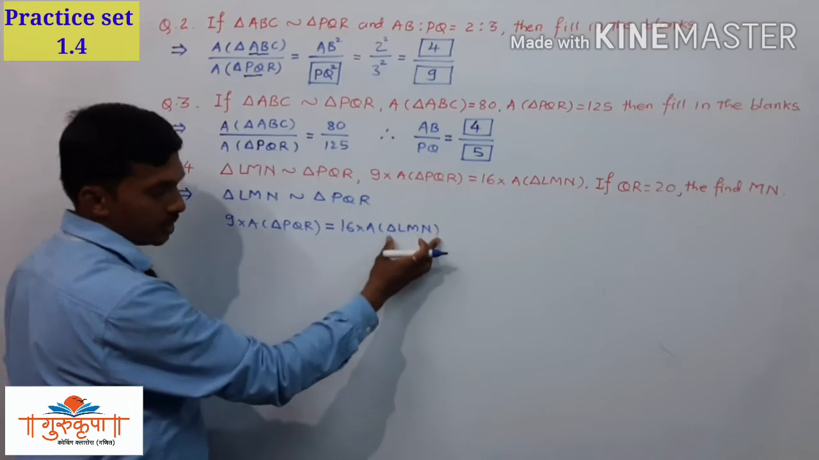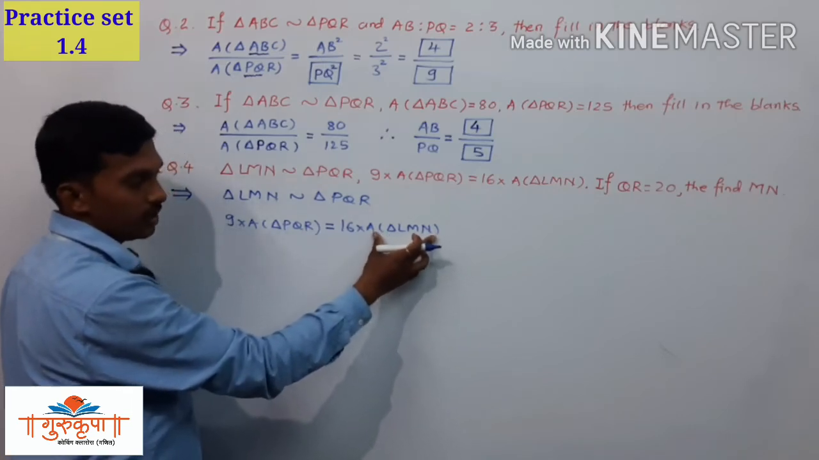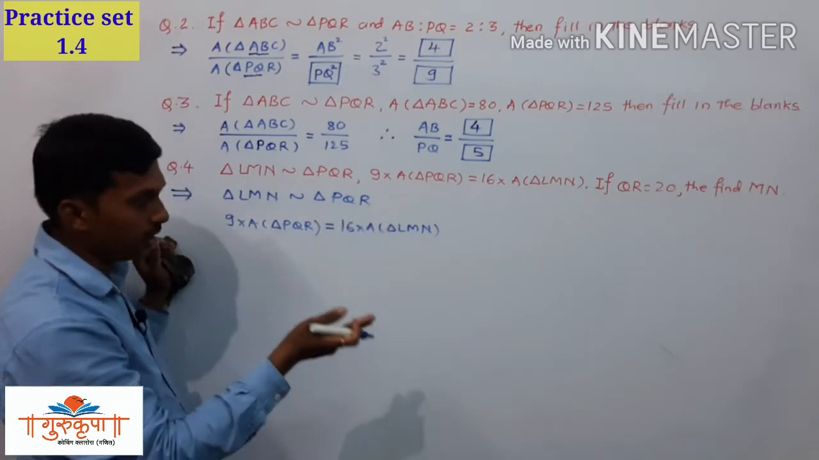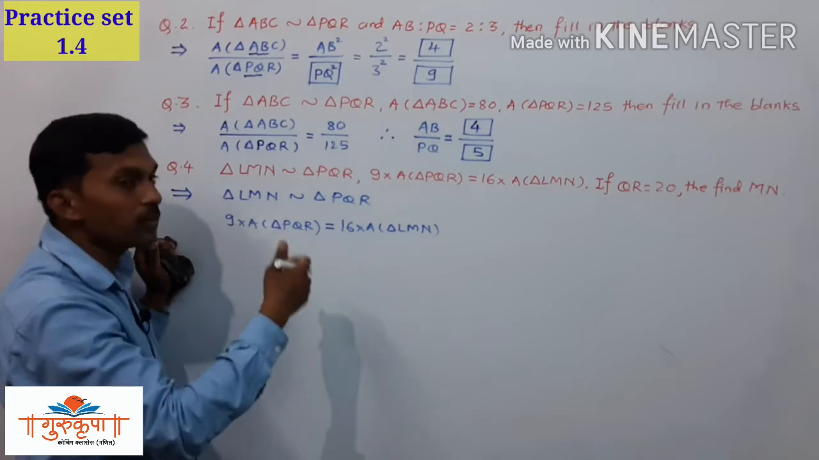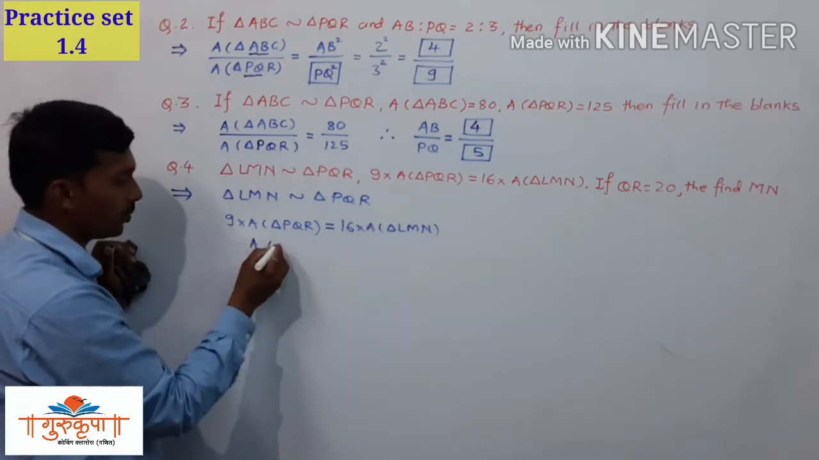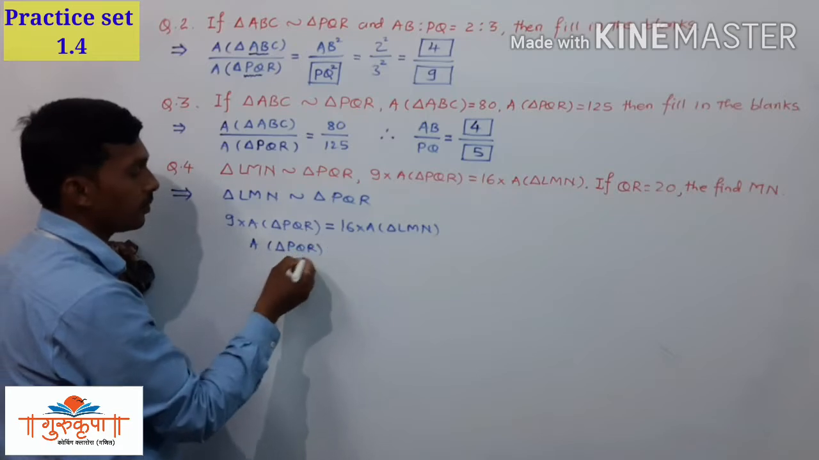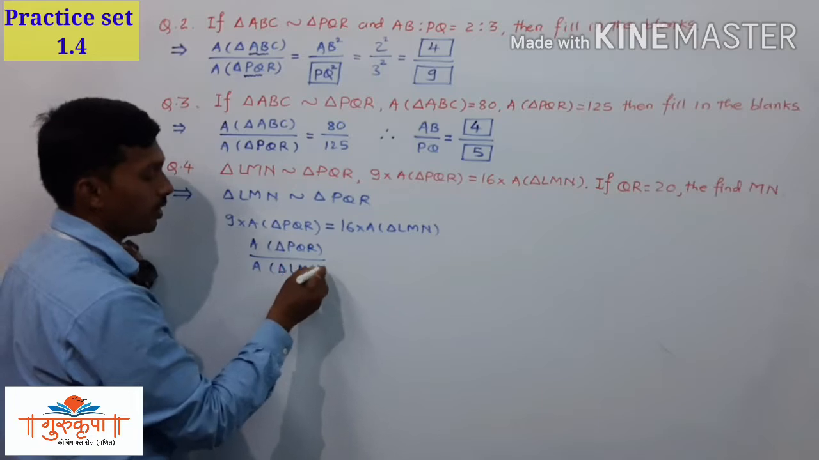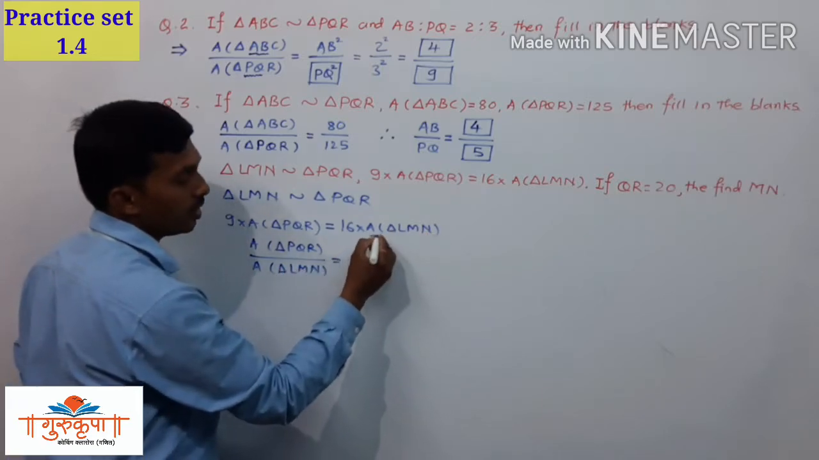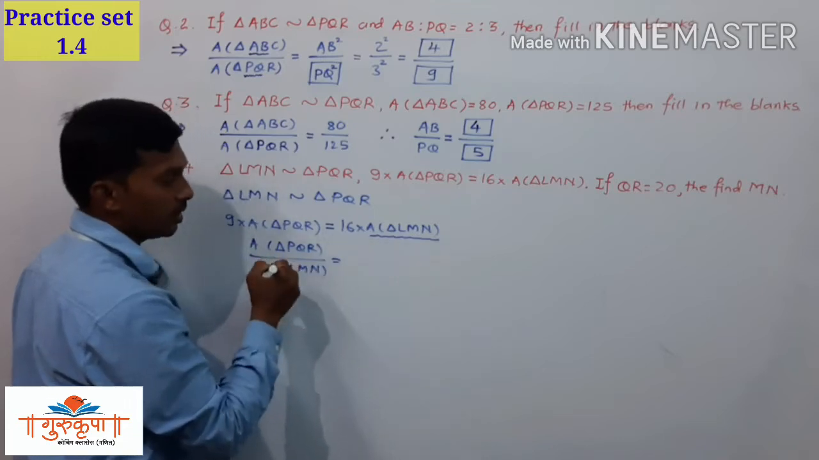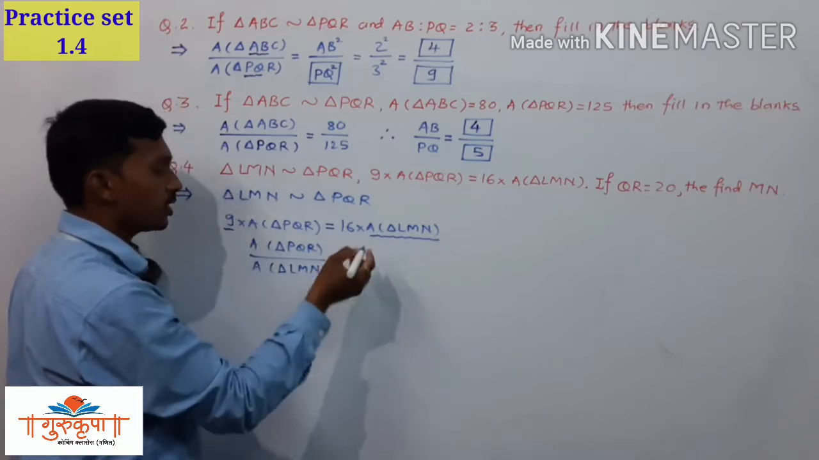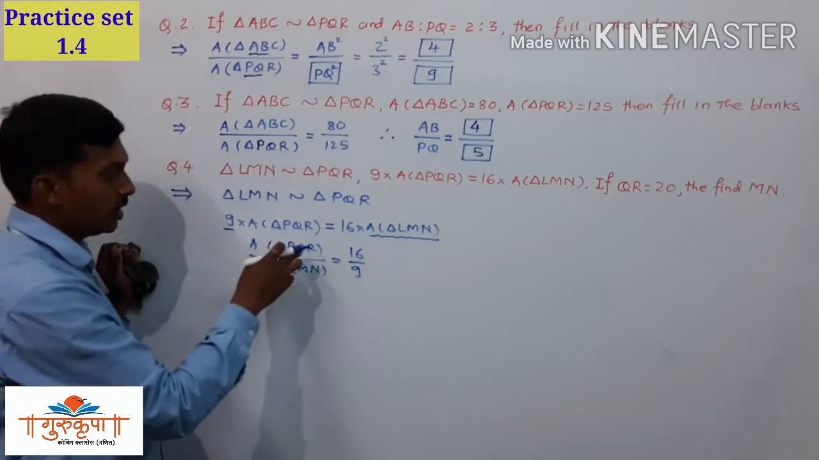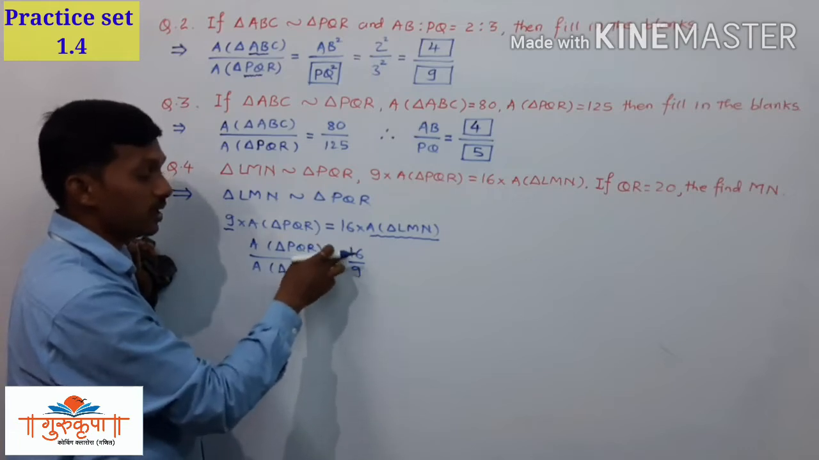Now we will transfer this area of triangle LMN term to the left side, and we will transfer this 9 to the right side. So we will get areas on the left side and the constant numbers on the right side. So here we will get area of triangle PQR upon area of triangle LMN is equal to 16 upon 9. This is the ratio of the areas of two similar triangles, that is 16 upon 9.